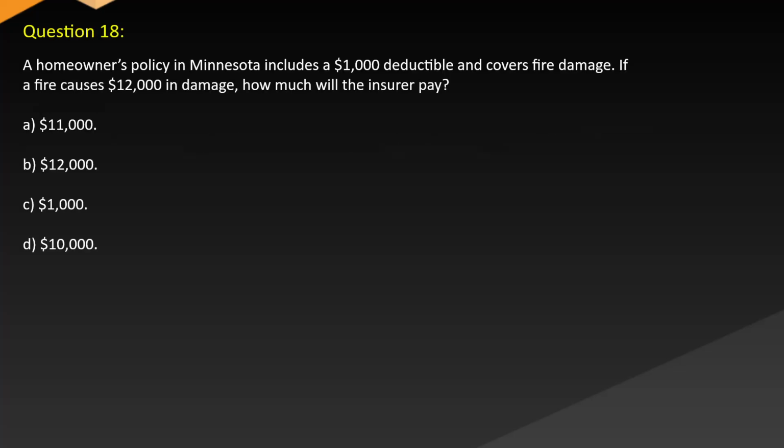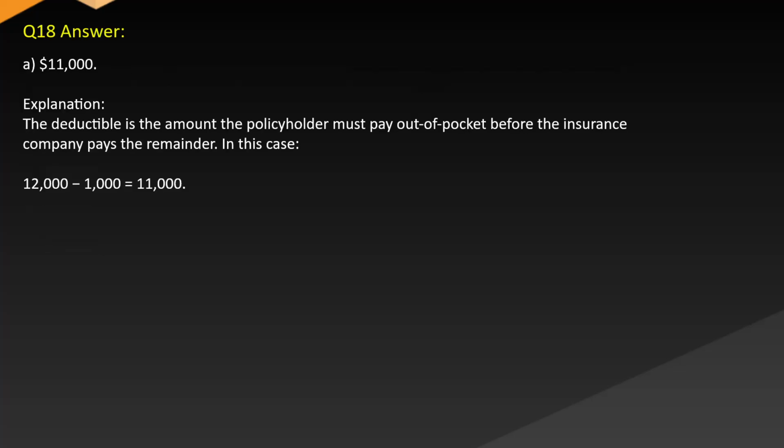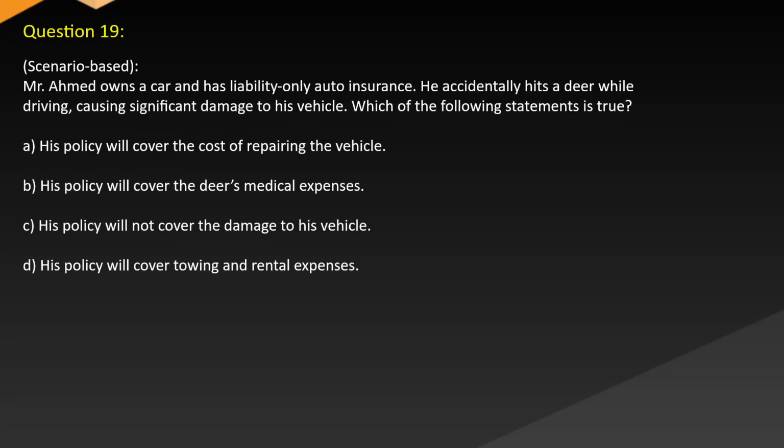Question 18. A homeowner's policy in Minnesota includes a $1,000 deductible and covers fire damage. If fire causes $12,000 in damage, how much will the insurer pay? A. $11,000. B. $12,000. C. $1,000. D. $10,000. Answer: A. $11,000. Explanation: the deductible is the amount the policyholder must pay out of pocket before the insurance company pays the remainder, in this case $12,000 minus $1,000 equals $11,000.